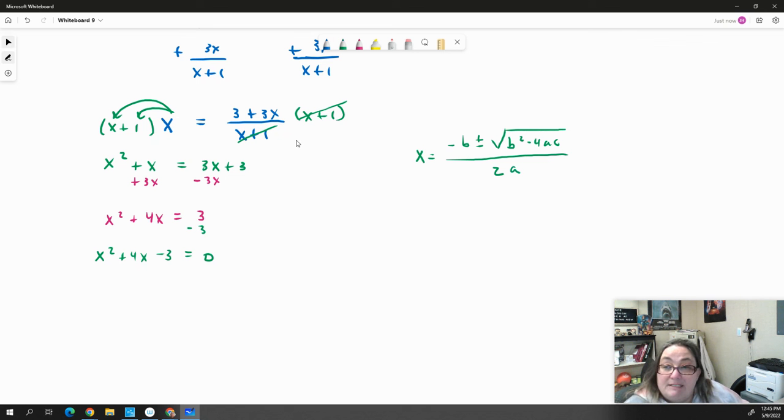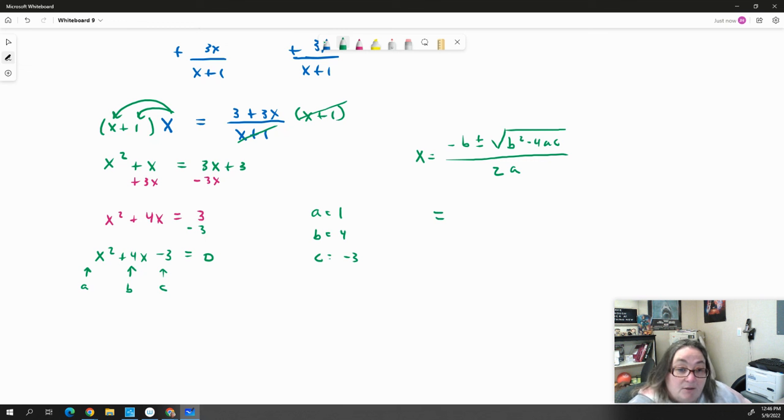What are our a, b, and c? Well, whatever is in front of x squared is a. Whatever is in front of x is b. And whatever is not attached to any x is our c. And we're just going to plug those numbers in, right? In this case, our a equals 1, our b equals 4, and our c equals negative 3. And we're just going to plug those into this formula, right?